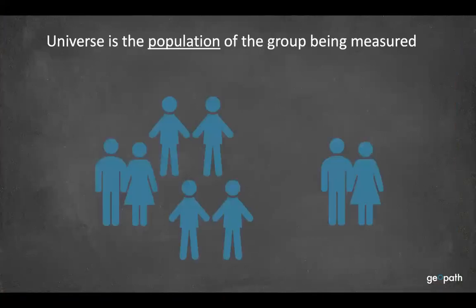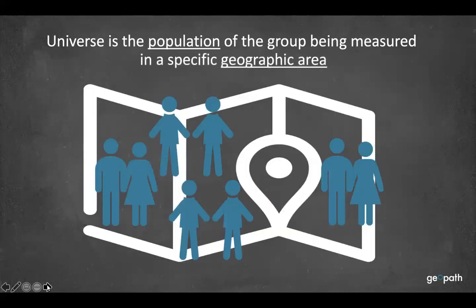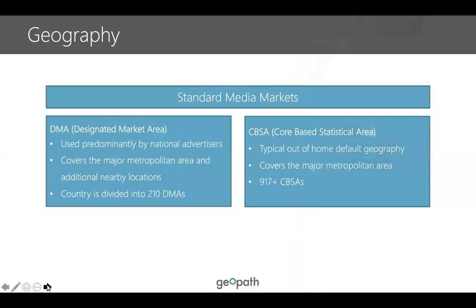The universe is defined as the population of the group being measured within a specific geographic area. There are two components that the universe is based upon: the demographic profile and the geographic area. First, let's look at the first of these components, geography. Geography in terms of a universe is the media market from where the advertiser sources their business. It can be identified through standard media markets or custom markets as well.